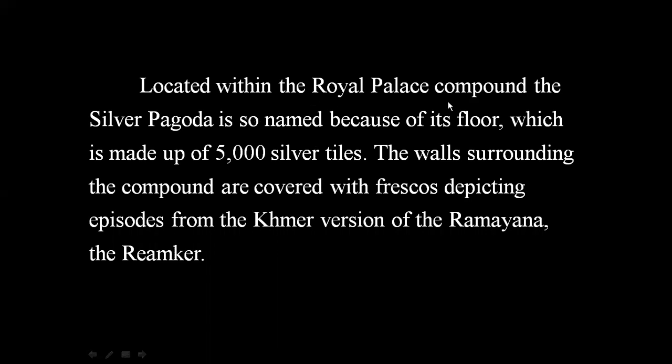Located within the Royal Palace compound, the Silver Pagoda is so named because of its floor, which is made up of 5,000 silver tiles. The walls surrounding the compound are covered with frescoes depicting episodes from the Khmer version of the Ramayana, the Reamker.